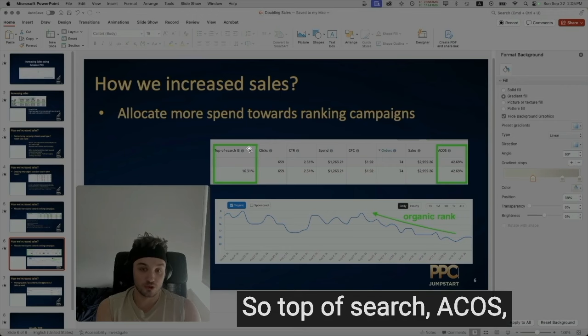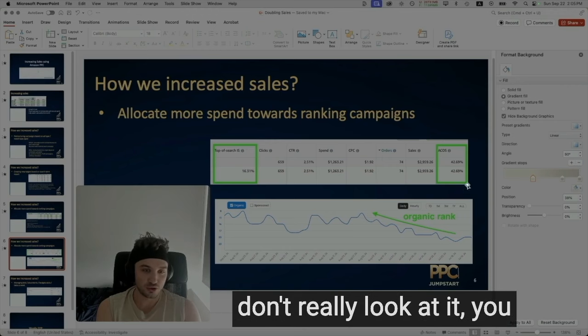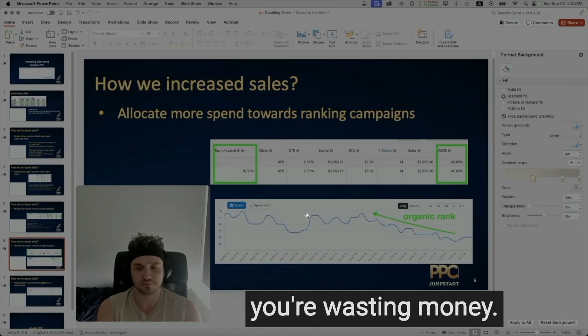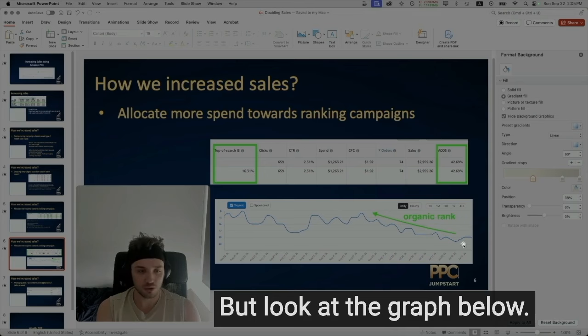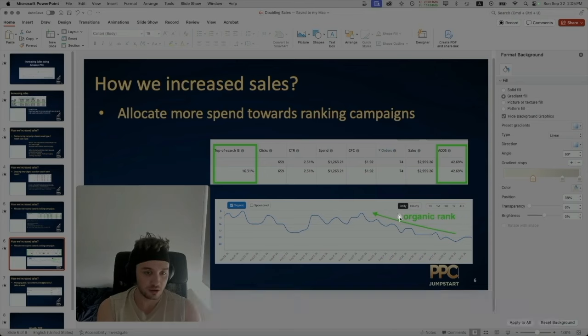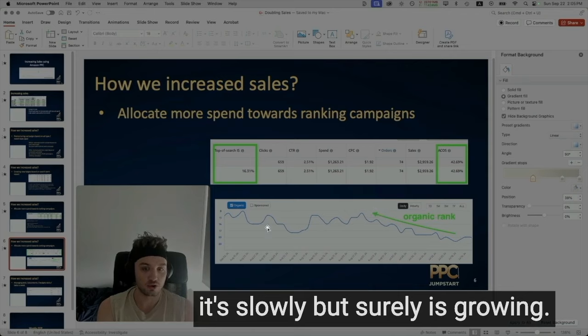So top of search, ACOS, it's secondary. I don't really look at it. Some people might say, okay, this is high ACOS, you're wasting money. But look at the graph below. This is when we start this campaign and our organic rank. It's slowly but surely is growing.